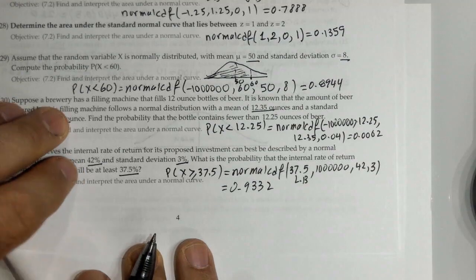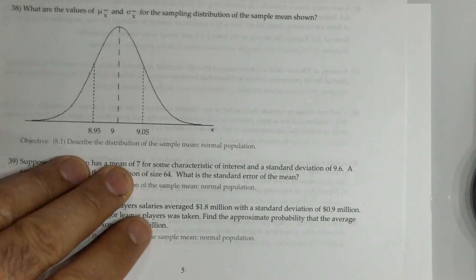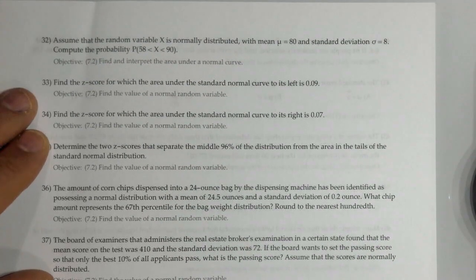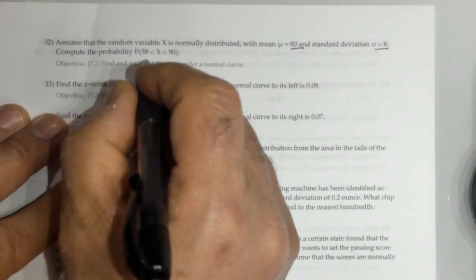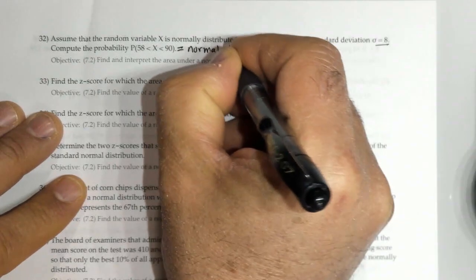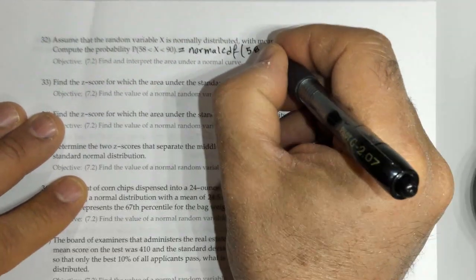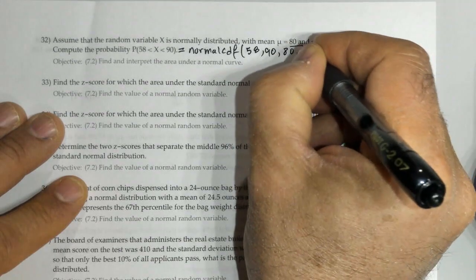All right, next question, 32. Assume that the random variable x is normally distributed, mean equals 80 and standard deviation is 8. What's the probability of x between 58 and 90? That should be very easy. Normal CDF. The lower bound is 58. Upper bound is 90. Mean is 80. And standard deviation is 8.